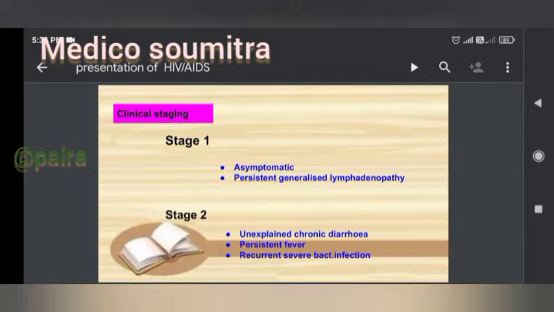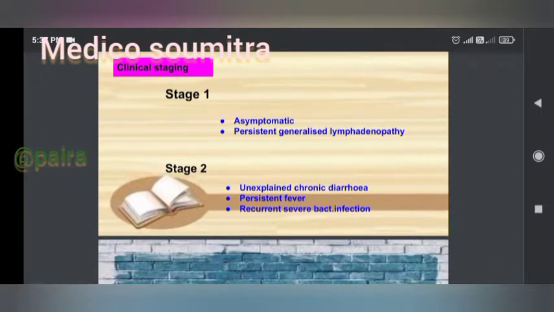Next we'll see stage 2: unexplained chronic diarrhea, which means the diarrhea will be seen for a longer period of time, and the cause is not known to the medical professional. And persistent fever, continuous fever, which can be alternating, and recurrent severe bacterial infection, so bacterial infection could be seen.